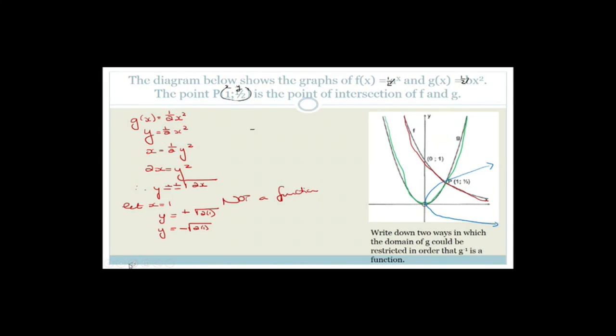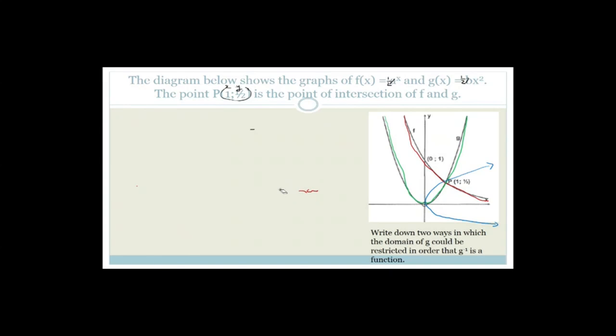Now it says, I just want to erase some of this. It says, write down two ways in which we can restrict the domain of g in order that g negative 1, the inverse of g, is a function. So they're saying, how can we change or restrict g, the actual g? We're actually going to mess with the original equation graph. We're going to look at g, and we're going to say, how can we restrict the domain of g so that its inverse is a function?